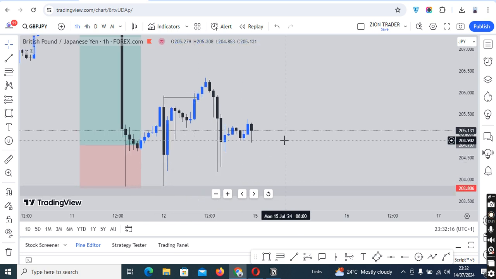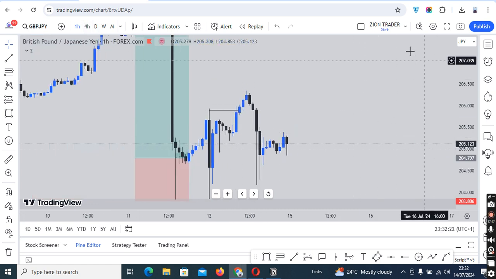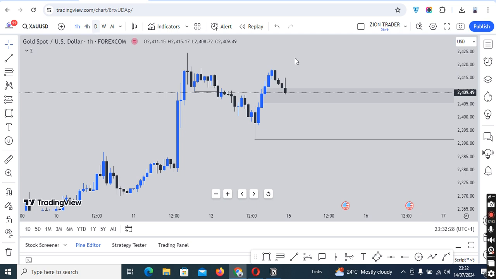This fair value gap we can see on the daily time frame. So if I see potential buys around this level on the 1 hour time frame, I will take a buy trade, guys. So for gold, let's quickly take a look at gold, guys.